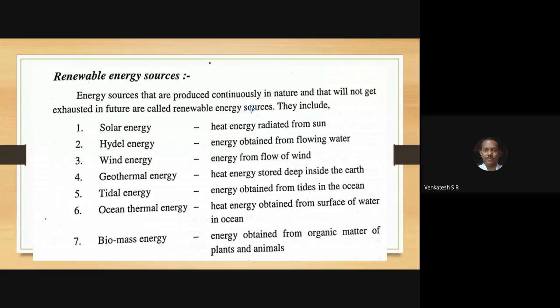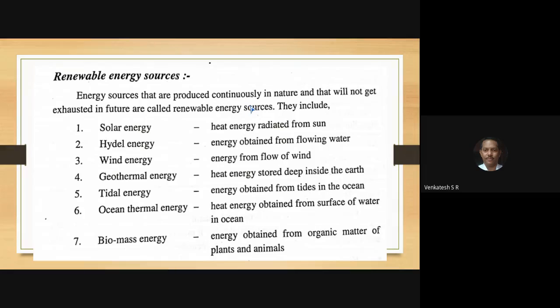First write solar energy. Solar energy, put a hyphen, heat energy radiated from sun. How do you utilize the solar energy? For example, abundant sunlight is available, and you can make use of that sunlight as solar energy. How do you use this?